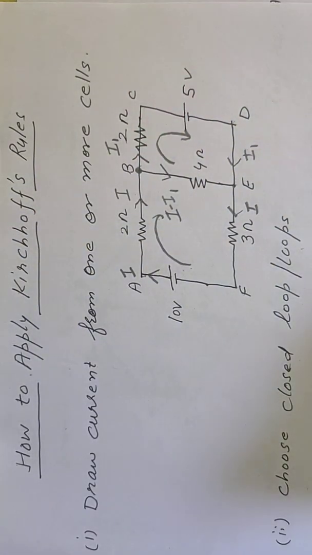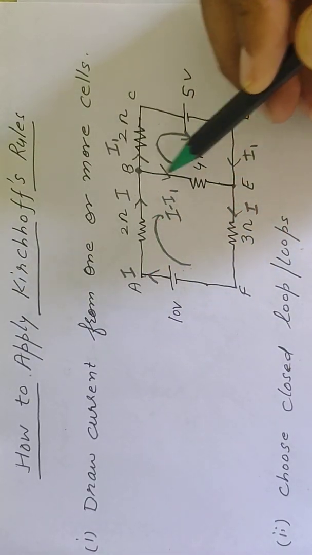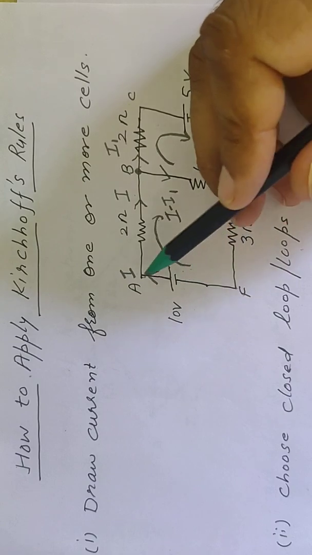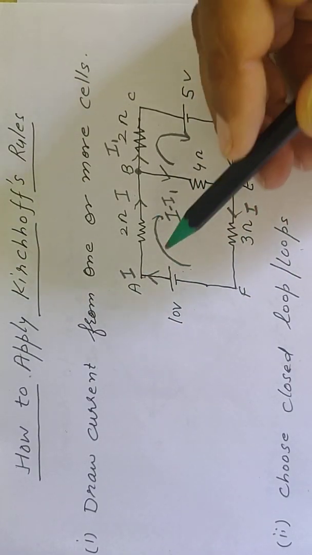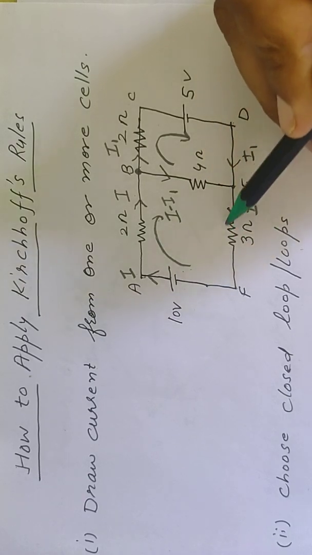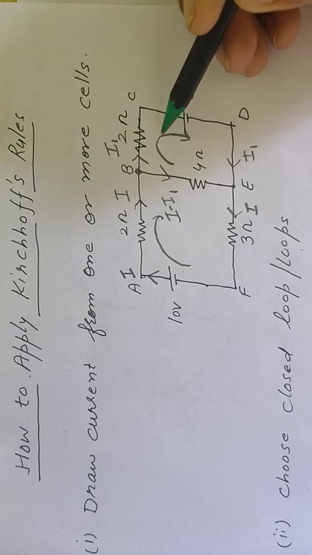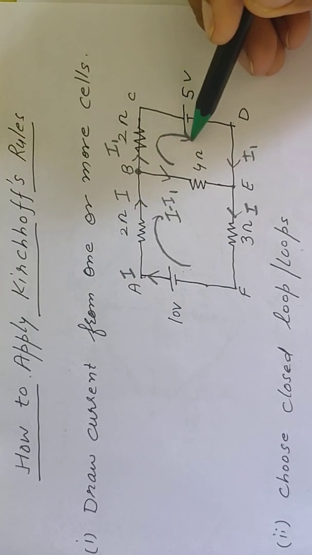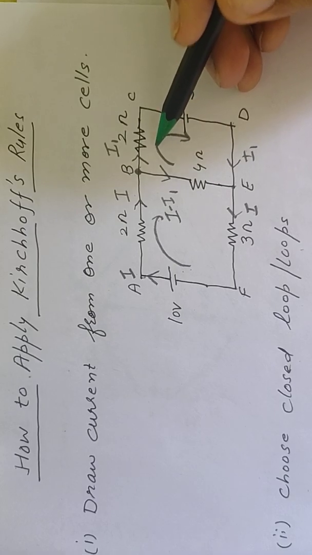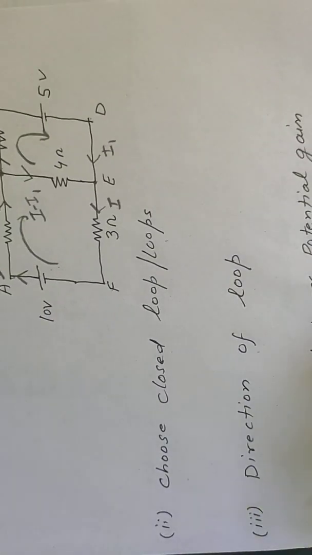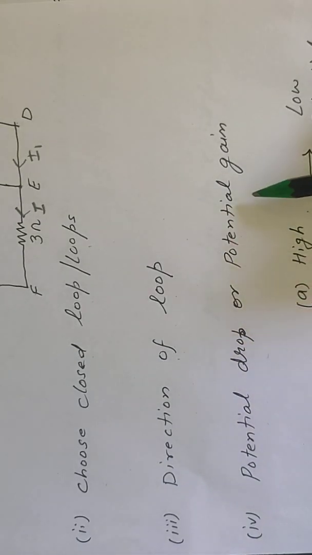Now, direction of loop. We can go from A to B, B to E, E to F and F to A, or here we can say it is clockwise. We can also move in the anti-clockwise direction. Similarly in this loop also we can move in clockwise or anti-clockwise direction. Now the fourth point is potential drop or potential gain.